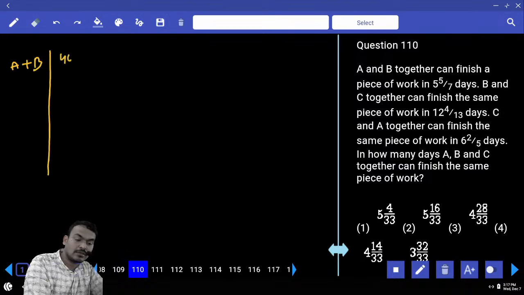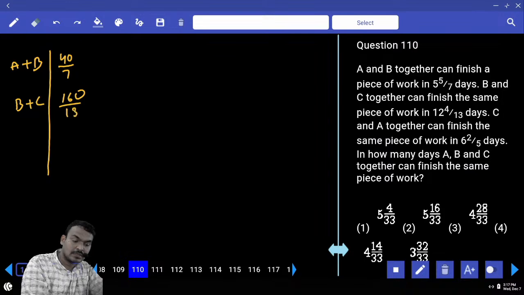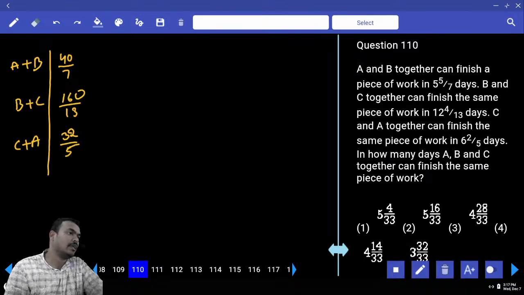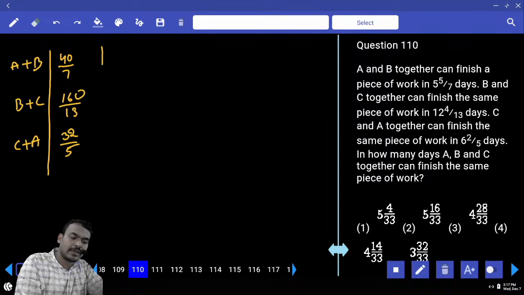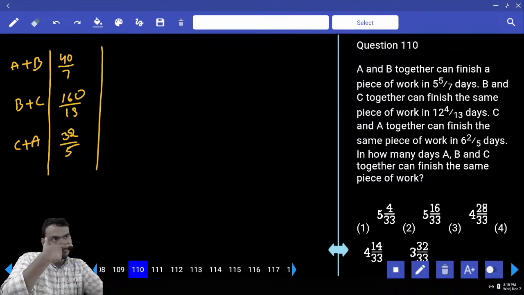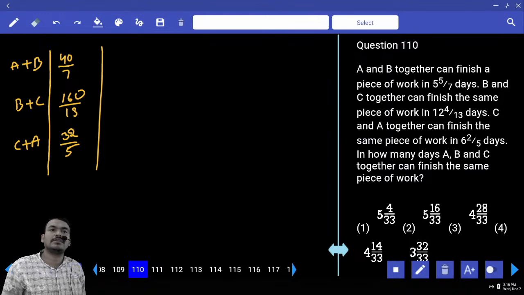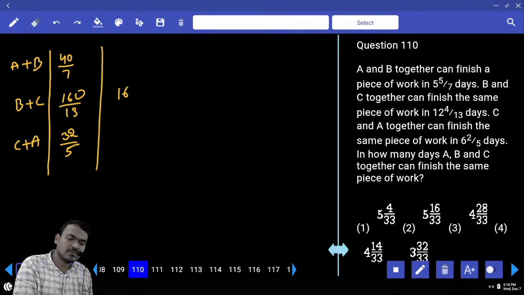Nothing but 40 by 7. What is B plus C together? 160 by 13 or not? C and A together 32 by 5. All are in days, and again all are in fractions, or not? What is the LCM of fractions? LCM of numerators by HCF of denominators or not? What are the numerators? 40, 160, 32. What is the LCM? 160 or not? LCM is 160.